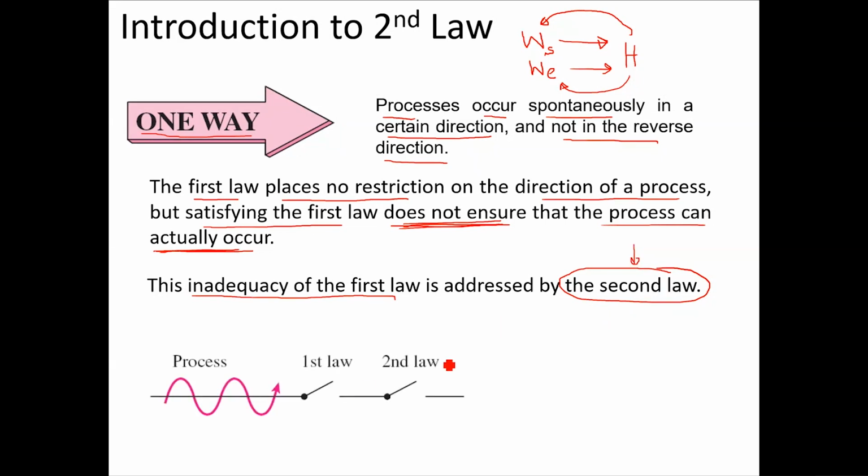That means if this is the process which is flowing through the circuit, if your circuit breaker is off, the first law is not satisfied, and the process would not take place. But even if it is satisfied, you need to understand whether the second law is satisfied or not to decide whether the process would actually take place. So far, is it clear?